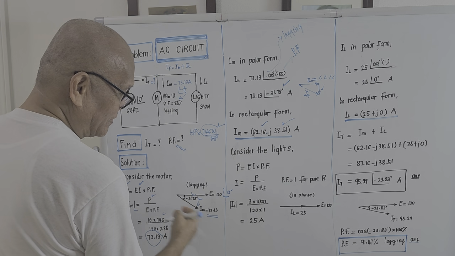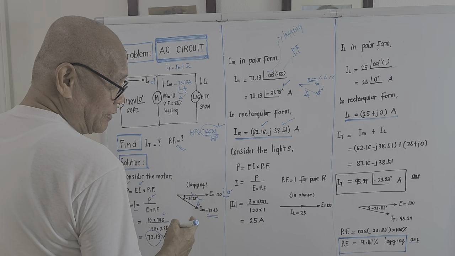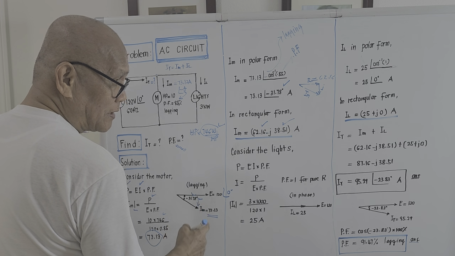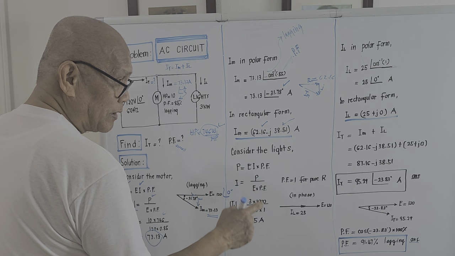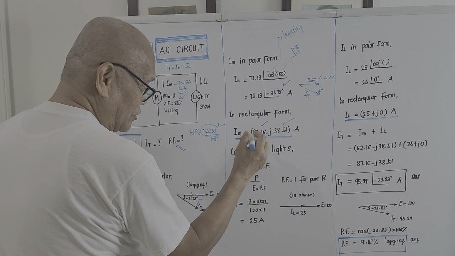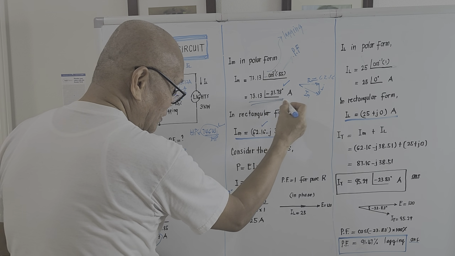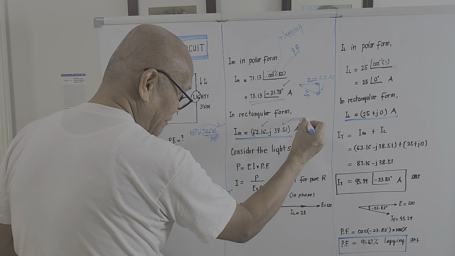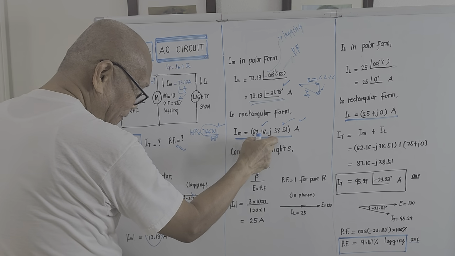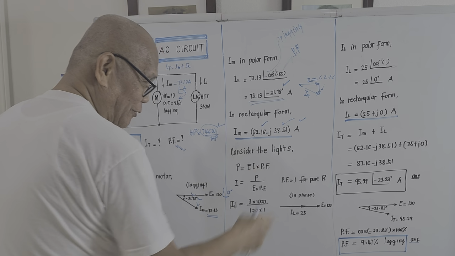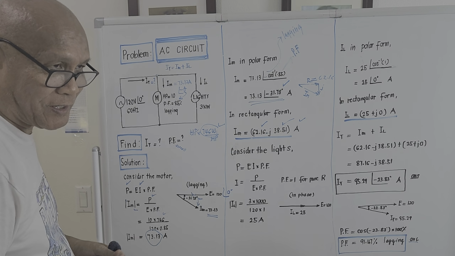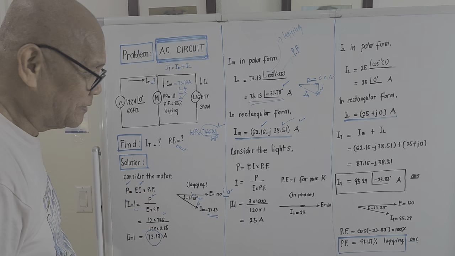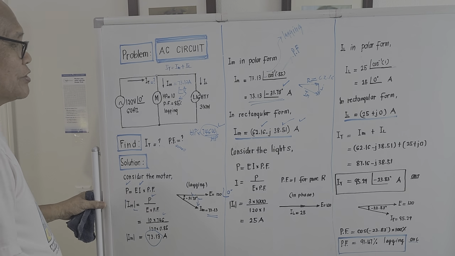This is downward. Lagging power factor. The current in the motor load lags the applied voltage by an angle equivalent to the power factor. So the equivalent in rectangular form will be 62.16 minus j38.51. It has a real part and an imaginary part. We could not just do it algebraically, we will do it vectorially. Okay, consider the lights.